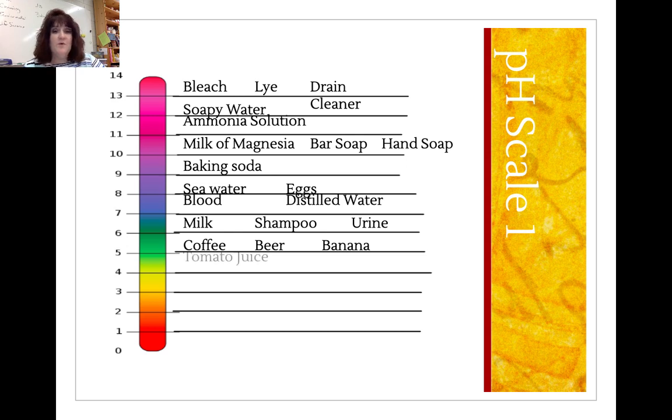A pH of 4 is tomato juice. A pH of 3 is orange juice, soda, vinegar, and apple. A pH of 2 is lemon juice and vomit. And a pH of 1 is gastric acid, HCl, which you'll learn about later, and battery acid. That should completely fill in the example section of the front of this notes page.